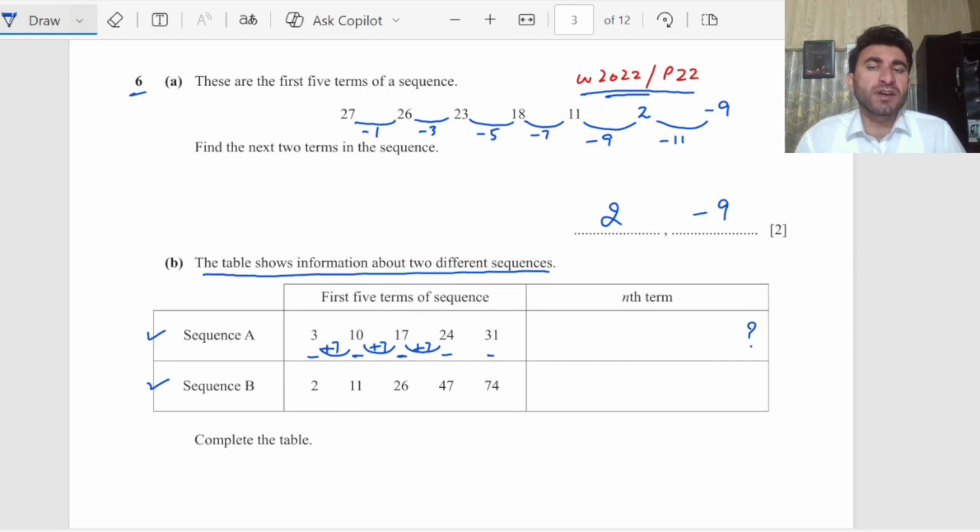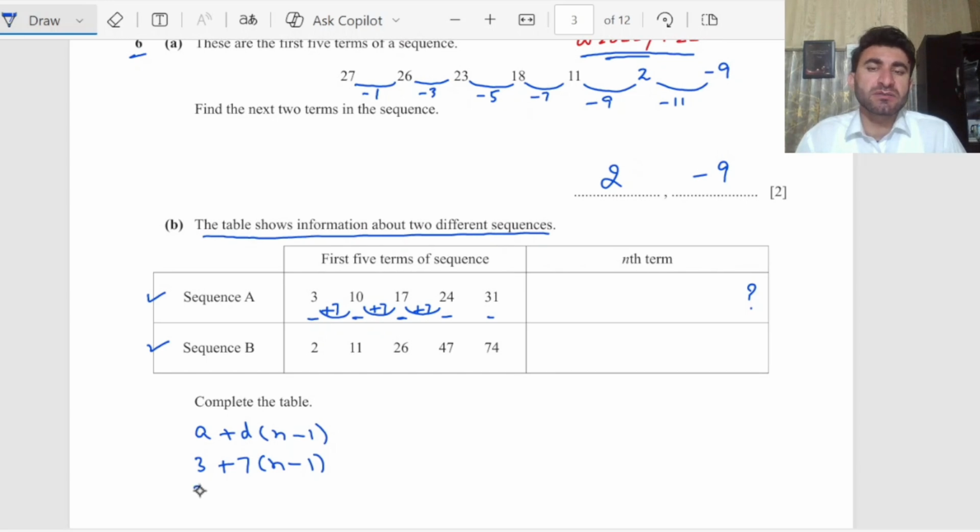In order to find the nth term, it will be a plus d times n minus 1. Here a is the first term, which is 3, and d is positive 7, times n minus 1, and when we simplify, it becomes 3 plus 7n minus 7, which equals 7n minus 4. So the nth term of sequence A is 7n minus 4.